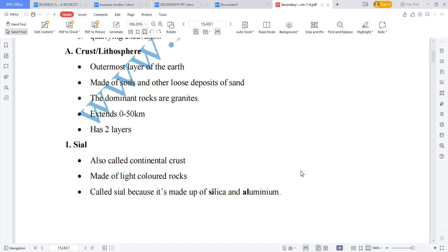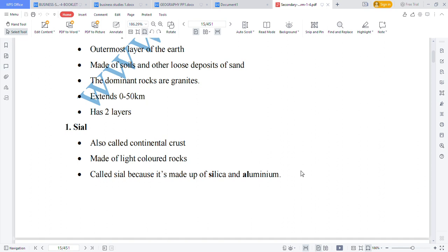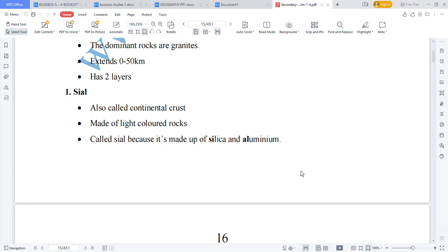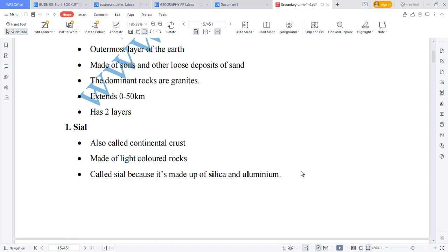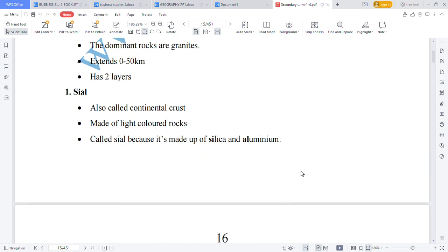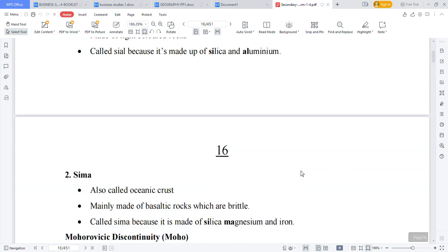Then it has two layers. So that is crust. Then let's talk about Sial. Sial, also called continental crust, is made up of light colored rocks. It is called Sial because it is made up of silica and aluminium. Remember, we have said that crust is made up of two layers. The first layer is Sial, which is also called continental crust. It is made up of light colored rocks. It is called Sial because it is made up of silica and aluminium.